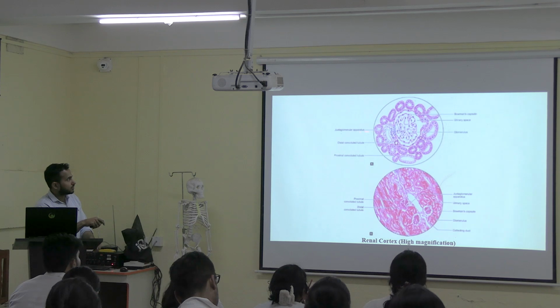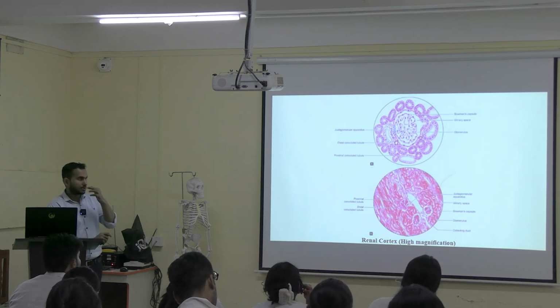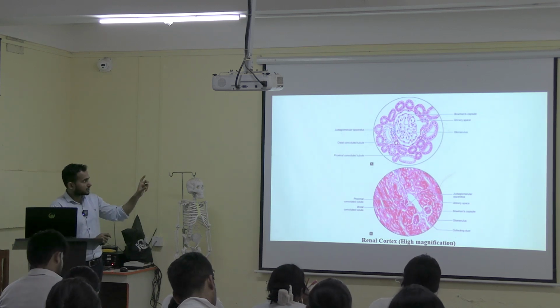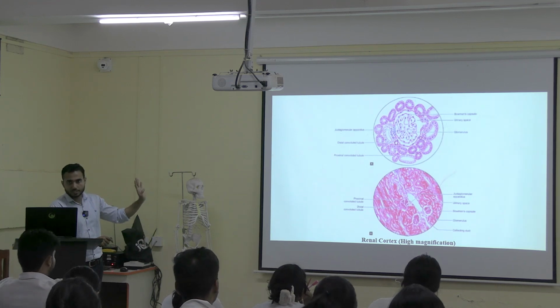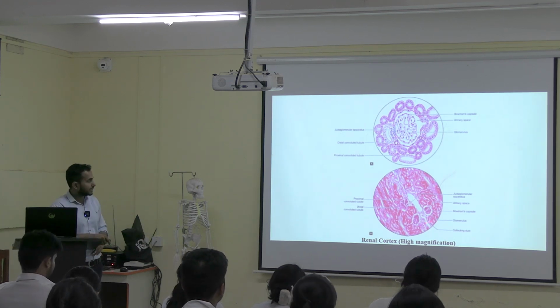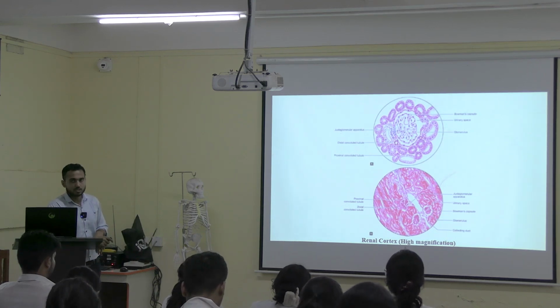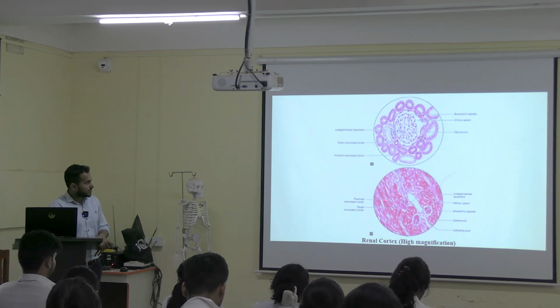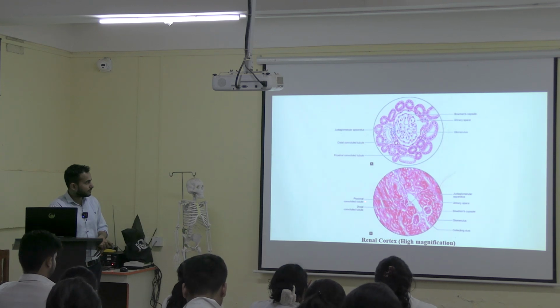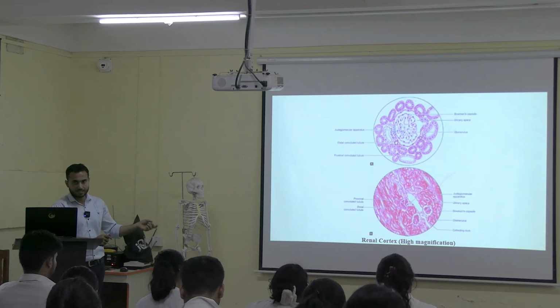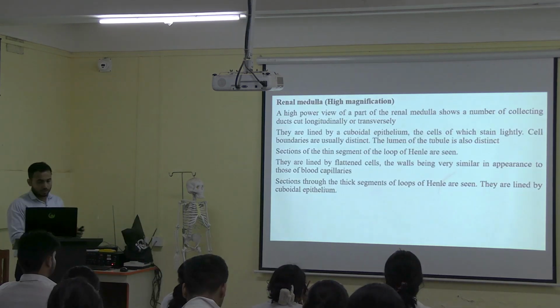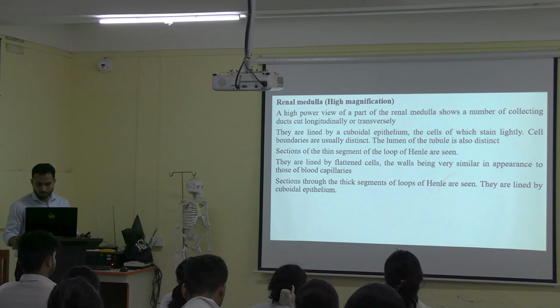Next, the juxtaglomerular apparatus can also be seen, but it is easy to identify in the schematic diagram. In the original image, you see it's not that easy to identify the juxtaglomerular apparatus. Next, PCT and DCT can also be seen. Just see the appearance of the PCT and the appearance of the DCT, which is lightly stained and which is darkly stained.